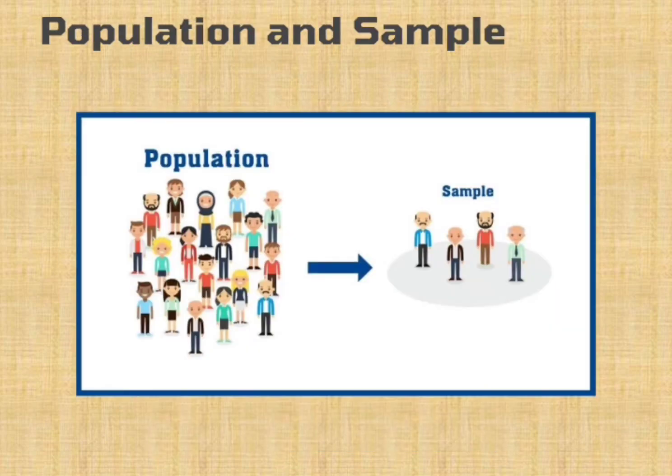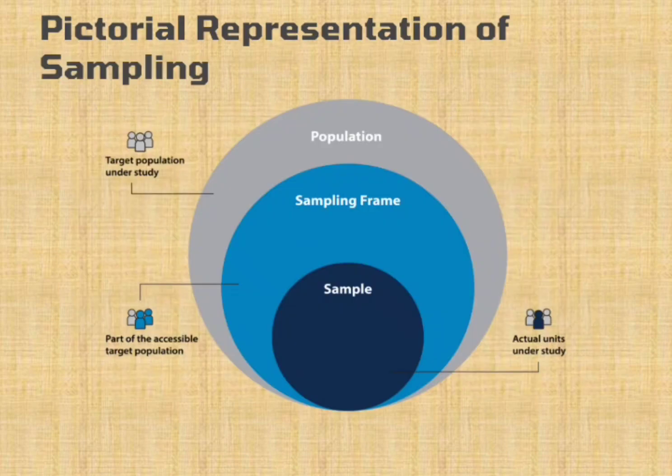So I have already given a picture representing population and sample, showing how the sample is derived from the population. Now, a pictorial representation of a sample: there is clearly the population, then we have to derive the sampling frame, and finally the sample will be obtained from the given population. That is the accessible population.